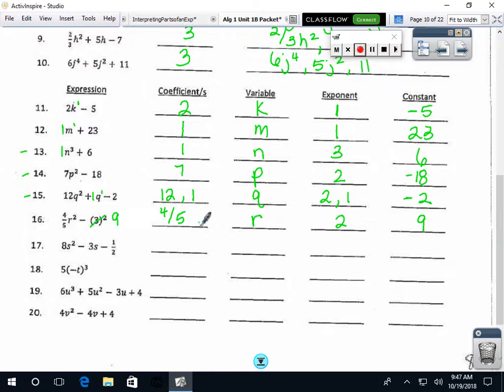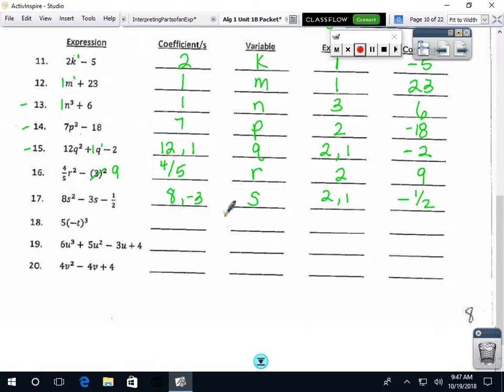Number 17, what is the coefficient? A and negative 3. What is the variable? S. What about the exponent? 2 and 1. And the constant? Negative 1/2.